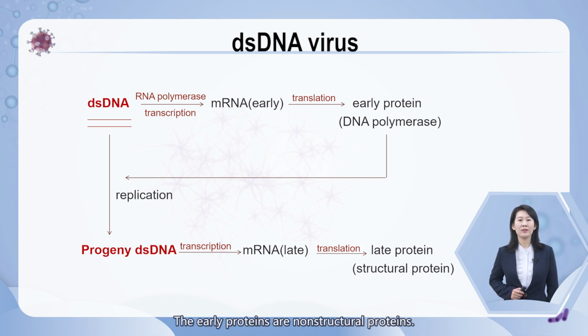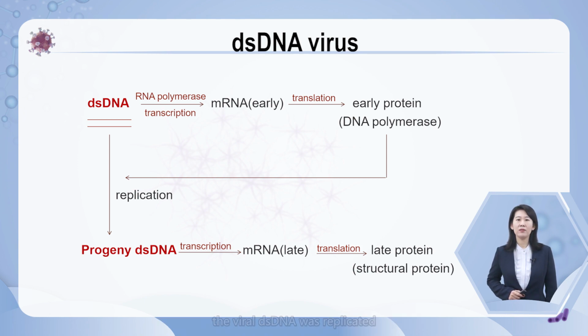The early proteins are non-structural proteins. The major components are DNA polymerase and a series of enzymes which regulate the gene transcription and inhibit metabolism of host cells, and provide the conditions for the virus to replicate.